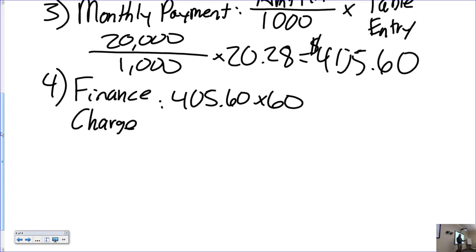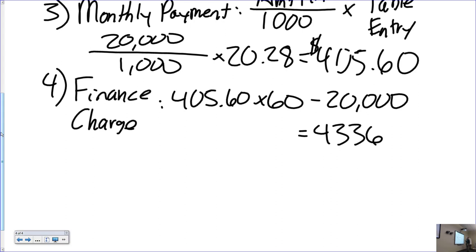Again, it's the sort of thing where once you stop and think about it, you're like, oh yeah, duh, right? And then you borrowed the $20,000, so that's how much you borrowed. The amount you pay minus the amount you borrowed is the interest. So technically, what's the interest? $4,336. Straight up.